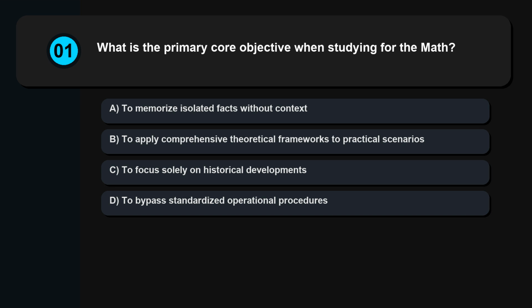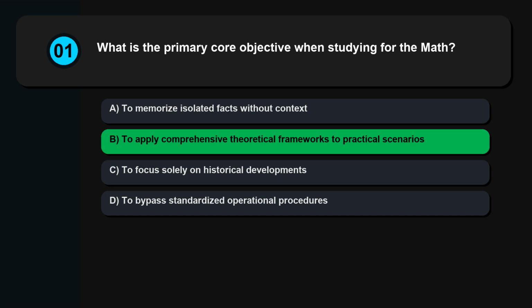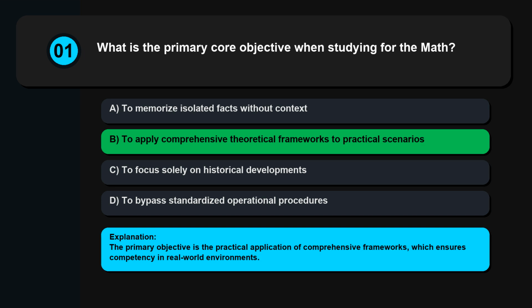Question 1. What is the primary core objective when studying for the math? To memorize isolated facts without context. To apply comprehensive theoretical frameworks to practical scenarios. To focus solely on historical developments. To bypass standardized operational procedures. The primary objective is the practical application of comprehensive frameworks, which ensures competency in real-world environments.